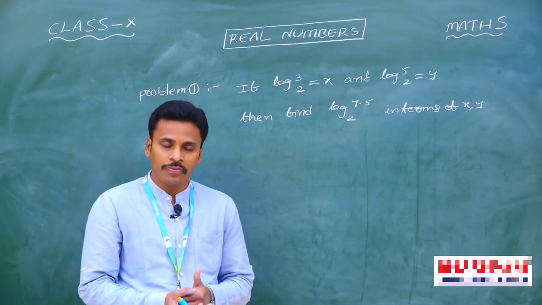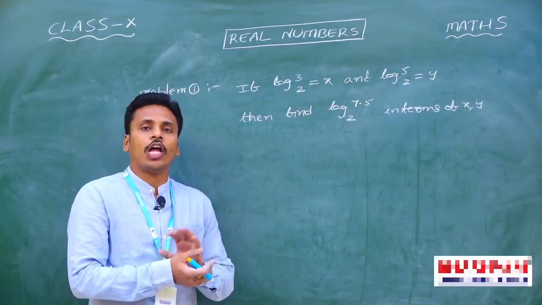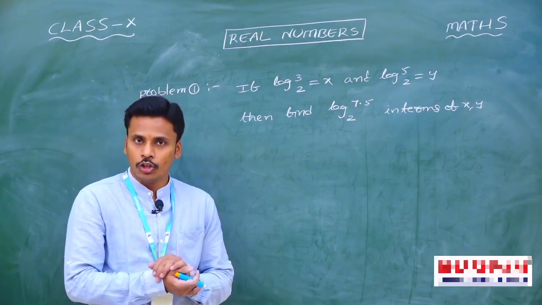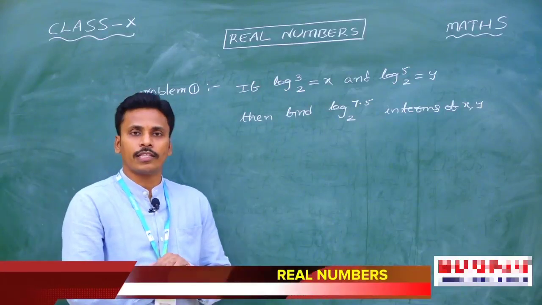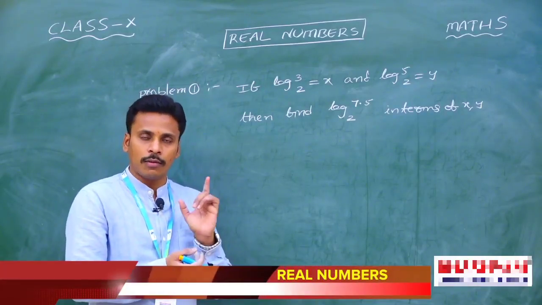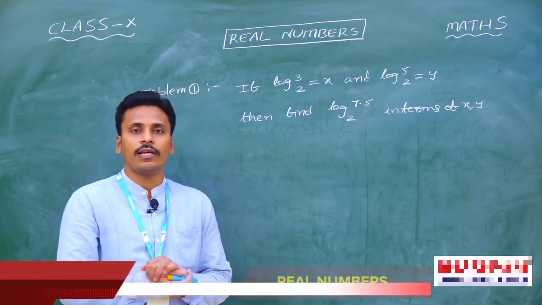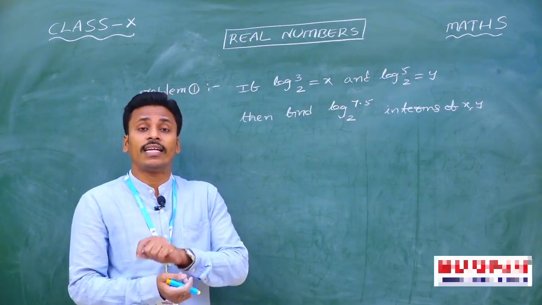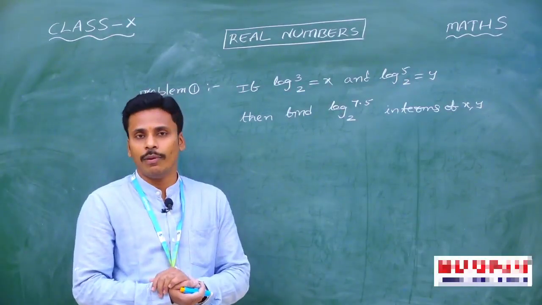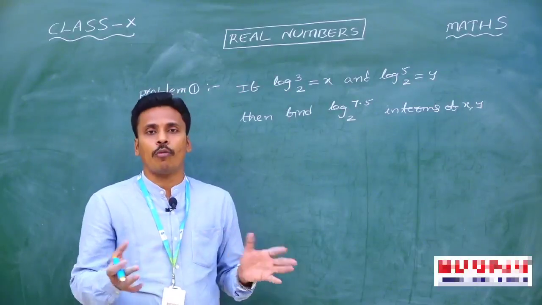Hello students, in the last class we derived some standard laws of logarithms. What are those? Logarithm of ab base x is log a base x plus log b base x. Logarithm of a by b base x is log a base x minus log b base x, and logarithm of a to the power n base x is n times the logarithm of a base x. And using these three standard laws we have different problems, okay?